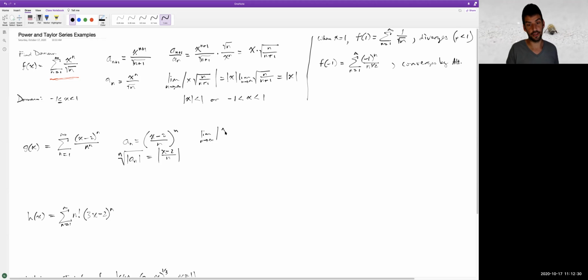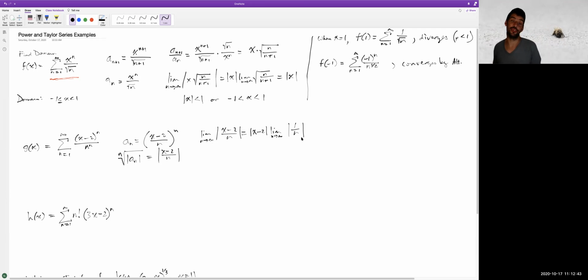I'm taking the limit of x minus 2 over n. Again, I can think of taking this constant out. It's weird to think of x as a constant, right? The idea is that we're letting n change. So we're thinking x is a variable that can take on each number, but for any number x, when we put it in, it's a constant, and we get the limit as 1 over n times the absolute value of x minus 2. This limit is 0.